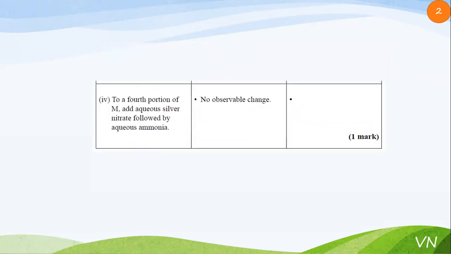Good, so the question continues. It says here now, to a fourth portion of the filtrate, we're adding aqueous silver nitrate followed by aqueous ammonia. So this test here, when we add silver nitrate followed by ammonia, we're testing for the presence of the halides. So the observation is that we have no observable change. So let me know what you think is going to be the inference there. Reminder again that we are testing for the halides and we are not seeing any change. So what can we conclude?